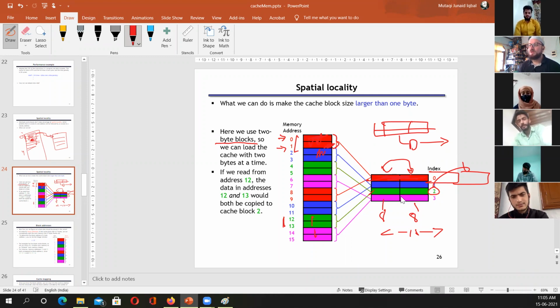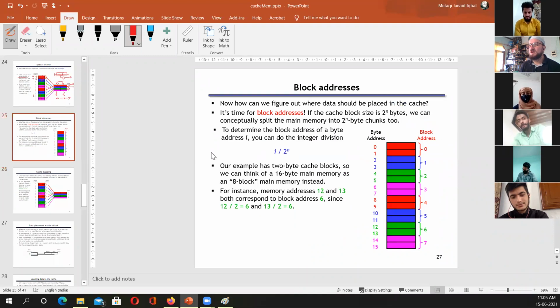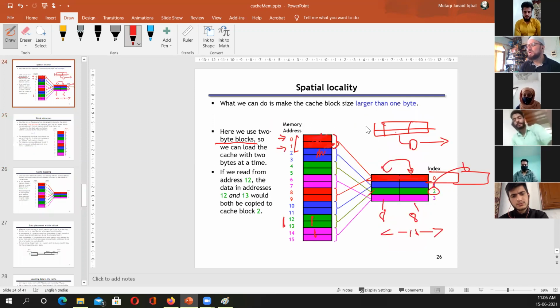But how will I calculate that now? How to calculate this thing? There are two ways of calculation. One is the arithmetic and one is the binary. Okay, jaise humne pichli baar kiya. So arithmetic mein simply hum divide karenge. Because here we have 2 raised to the power n byte chunks. Here n is only 1. Why n is 1? Because we have only 2 blocks.